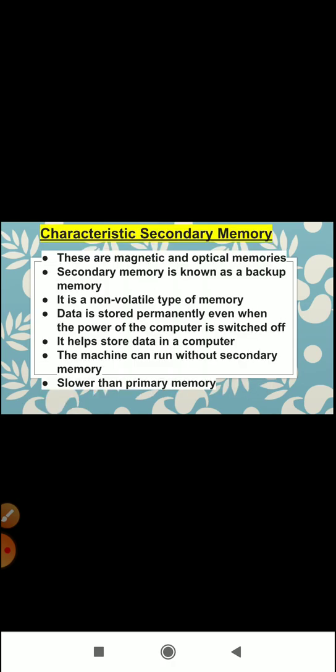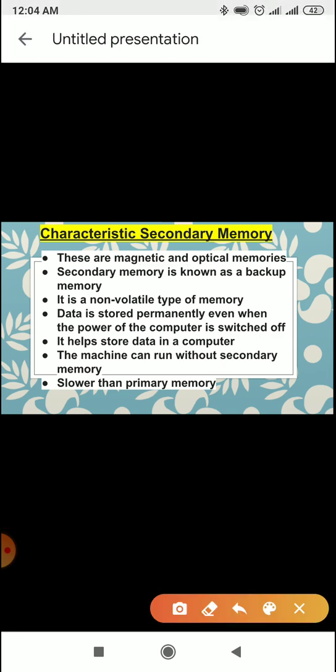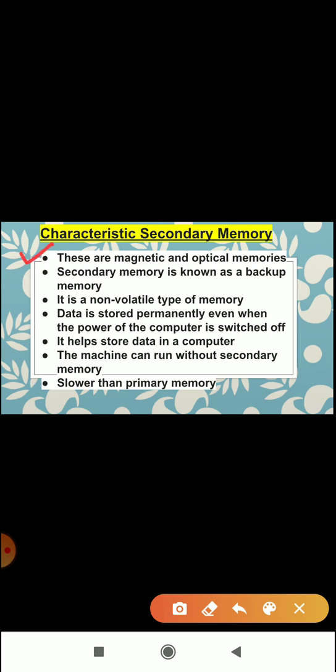Now, characteristics of secondary memory. These are magnetic and optical memories. Secondary memory is known as backup memory. It is a non-volatile type of memory. The data is stored permanently even when the power of a computer is switched off. It helps store data in a computer. The machine can run without secondary memory, and it is slower than the primary memory.